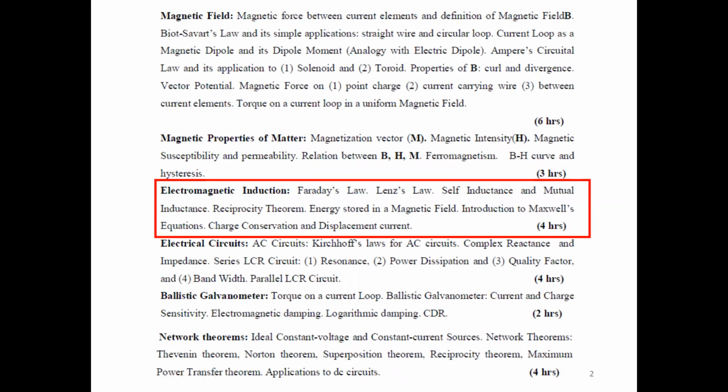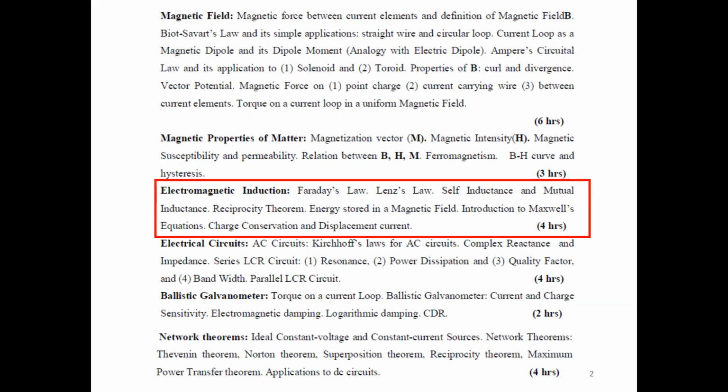So we will continue with the next section. As you understand, we have covered magnetic field, a great deal of concepts in that, particularly how to define magnetic field, detail about Biot-Savart law, then Ampere's law, and vector potential, and other properties of the magnetic field.